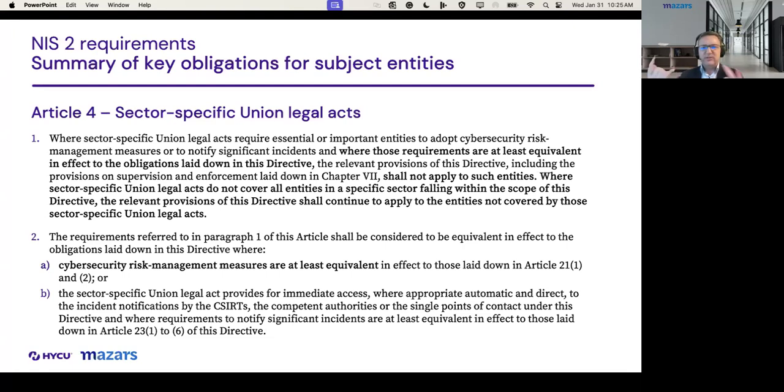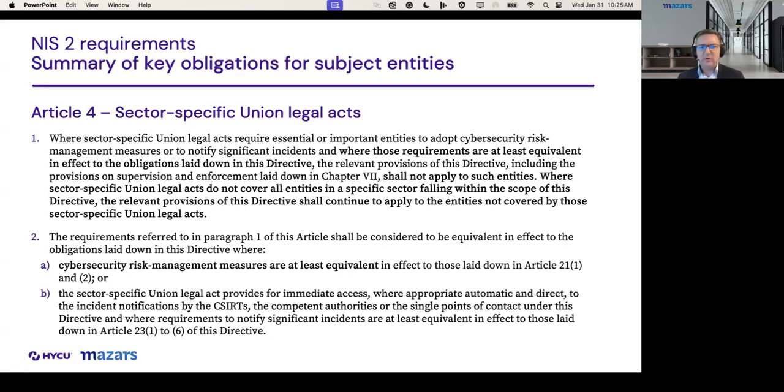So you have to do just a little gap analysis if there's anything there. But basically, you can follow as long as you guarantee this. And also, if there's a sector-specific act, DORA is considered a sector-specific union legal act. If it doesn't cover all the entities in the sector, all those who are out of scope of DORA will fall under NIS2. So basically, this is just trying to tell you that you have to have a certain approach to this. You have to take it into account. You're not off the hook if you're somewhere else.